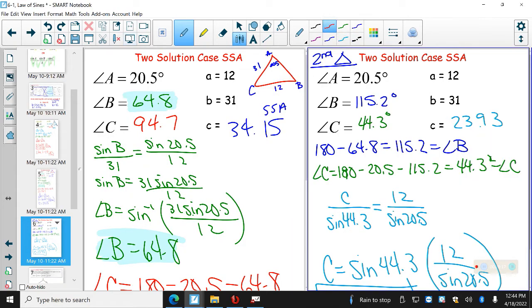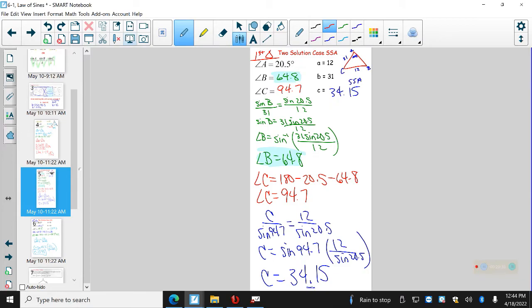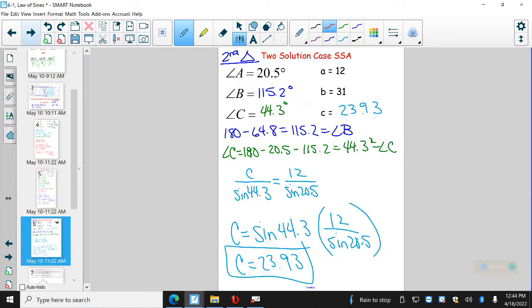This is going to be your first, and that is going to be your second. Okay? This problem is what you're going to do for problems 15 through 20. Scroll down on the right side, please. This is going to be like problems 15 through 20.